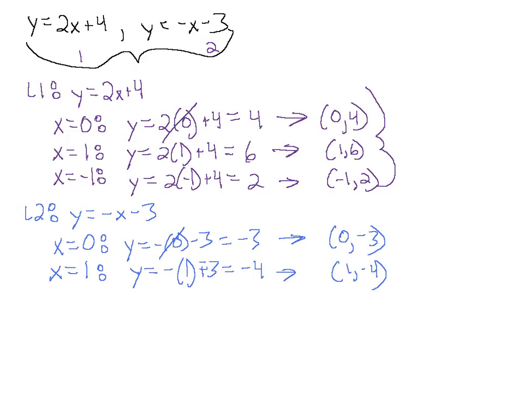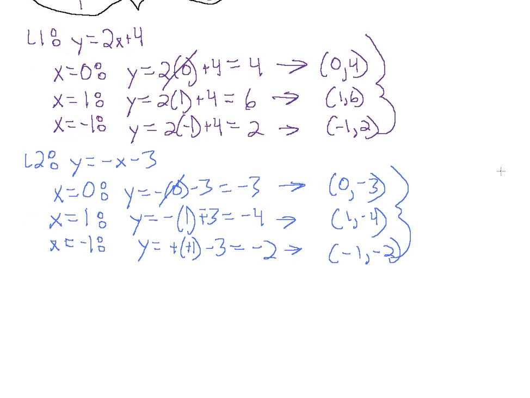Okay. Let's use one more. Let's use x is equal to minus 1. So y equals minus a minus 1. We have a negative x here, so we have a negative 1. Let's be careful with our signs here. So these two signs cancel, and then we have our minus 3. All right, so plus 1 and minus 3 is a minus 2. So we have our third point, minus 1, minus 2. Okay, so we have 3 points on each of the lines.